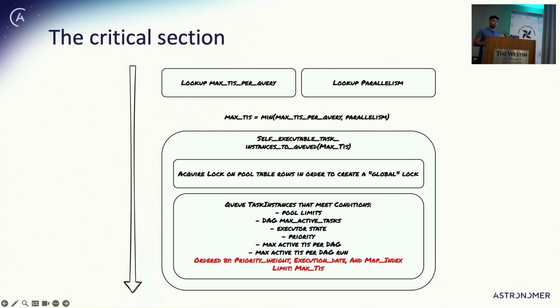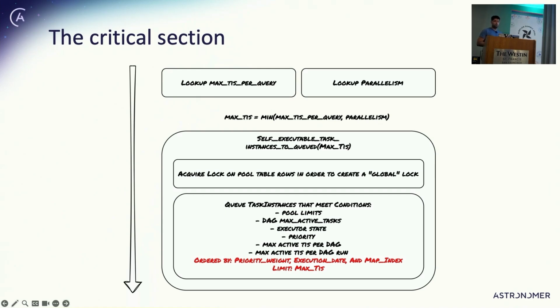So first we acquire a lock on the rows of the pool table in order to get a sort of global lock on scheduling. What this means essentially is that only one scheduler can schedule task instances at a time, but the other schedulers can perform other tasks, such as creating DAG runs. Once the lock is acquired, we select up to max TIs task instances based on the various limits defined in the Airflow instance and current state, and queue them for execution.